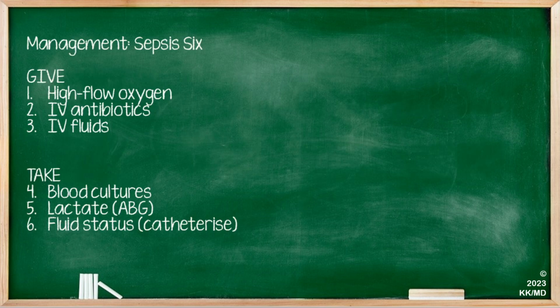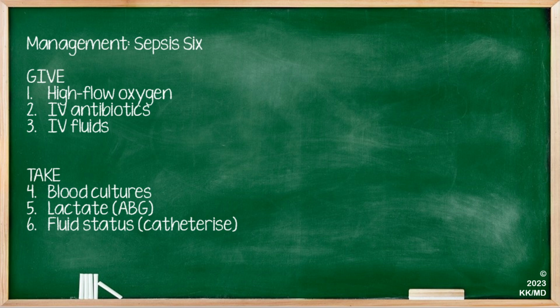The management of sepsis, again, this is more of a recap, but this can come both in your MRCP written exams as well as your PACES. The management is, as you can remember, the Sepsis 6, which is you give 3 and you take 3 things. The 3 things that you give include high flow oxygen, intravenous antibiotic, and intravenous fluid.